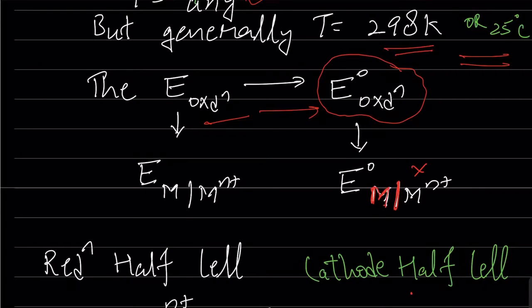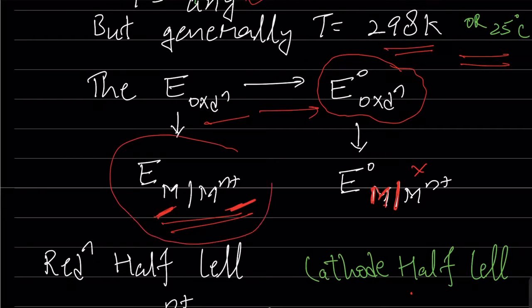Oxidation must be shown like this only: initially it was M and finally it becomes Mn positive by losing the electron. Electron loss means oxidation. So E oxidation from now onward will be represented like this. Everybody understands that? Okay. Or we can represent it like how? We can represent it like this if it is standard oxidation potential.